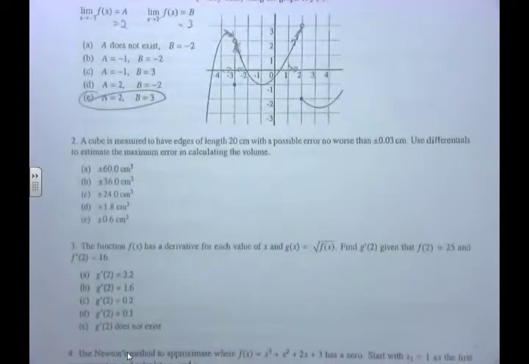A cube is measured to have edges of 20 centimeters with possible error no worse than plus or minus 0.03. Use differentials to estimate the maximum error in calculating the volume. Well, that freaks people out because they don't remember differentials. Well, all right, so let's remember differentials.